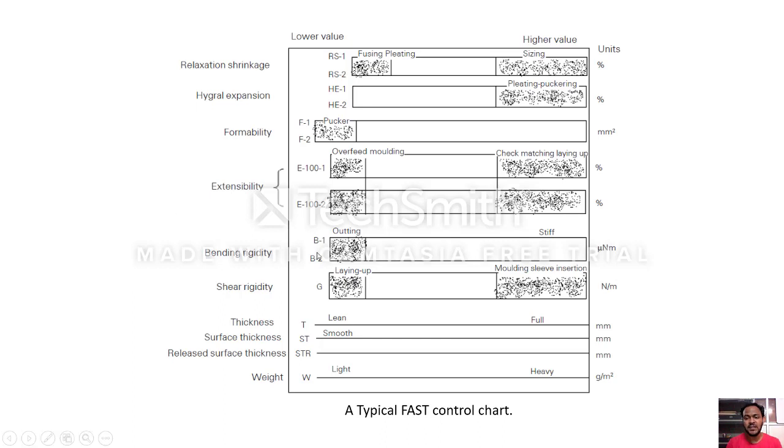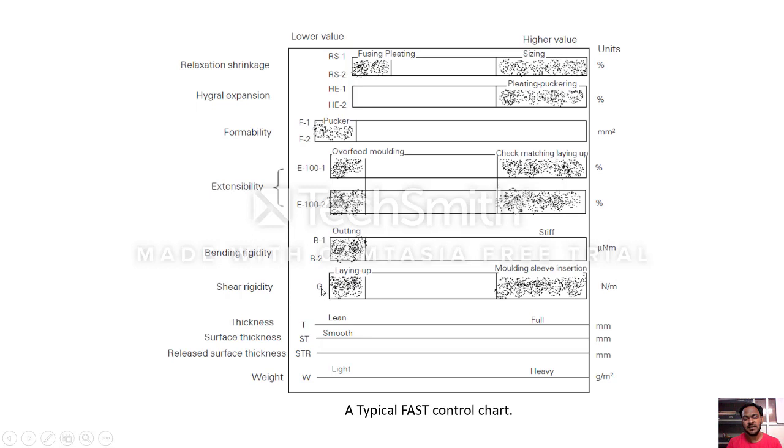Next is the bending rigidity. For bending rigidity, you measure both the warp-wise bending rigidity and weft-wise bending rigidity. If the bending rigidity is too low, then it will create problems in cutting. When you cut the fabric panels, it will create a problem. If the bending rigidity is too high, it is not a big problem, but it will make the fabric stiff, so that you cannot make a flat seam.